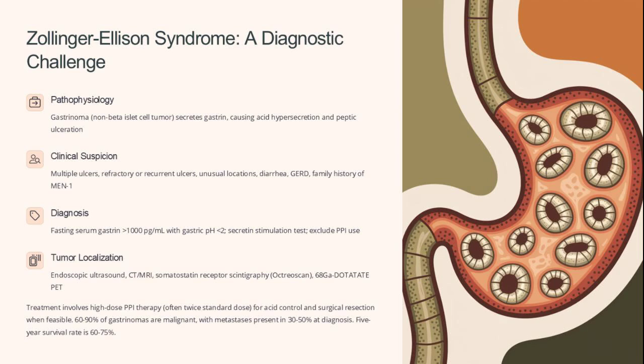Zollinger-Ellison syndrome presents a diagnostic challenge due to its complex pathophysiology and varied clinical presentations. High gastrin levels and tumor localization require advanced diagnostic techniques, including endoscopy and imaging, to accurately identify and manage this condition. Early detection and treatment are crucial for improving patient outcomes.